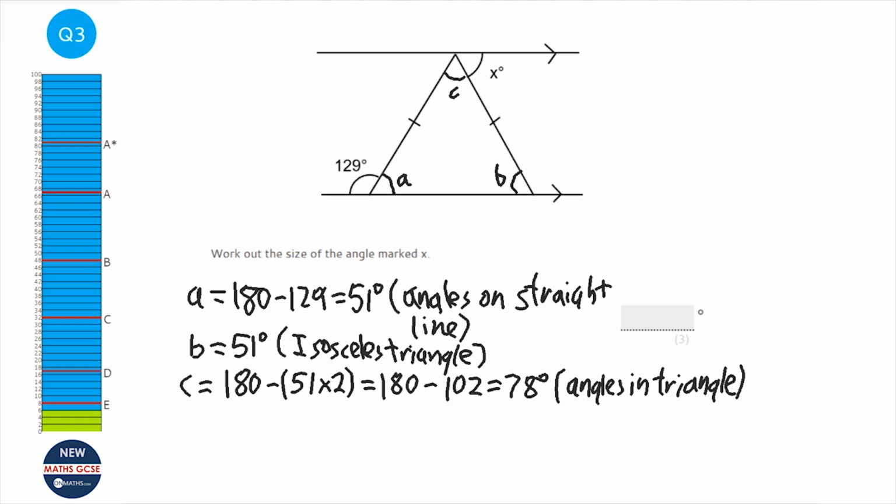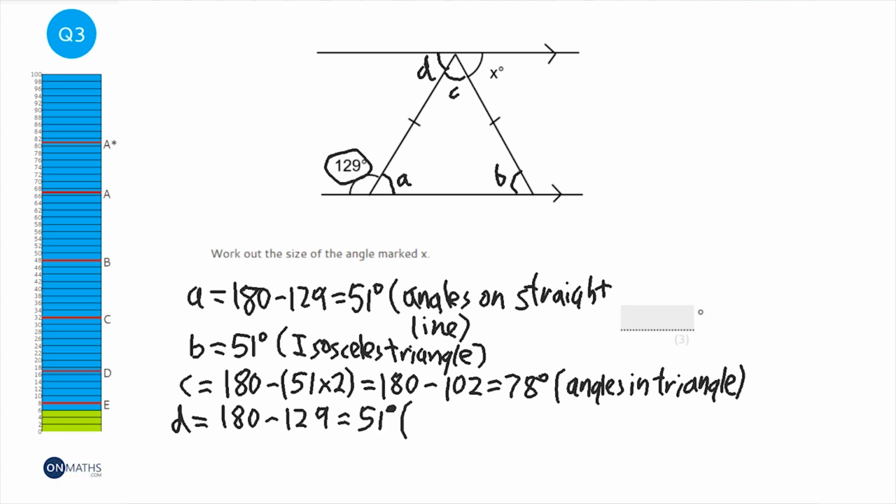Okay, last one I need probably is this one here, which I'm going to call D. And D and the 129 here create a C angle between the parallel lines, which we call interior angles. And interior angles add up to 180. So it's 180 take away 129, which we did earlier, which was 51 degrees. And we need to write down that they're interior angles.